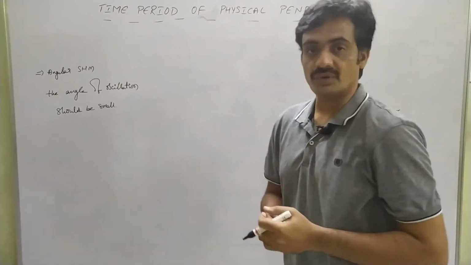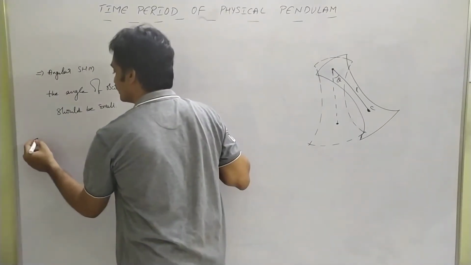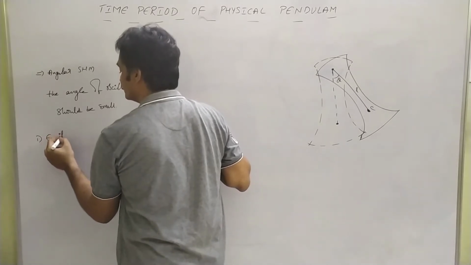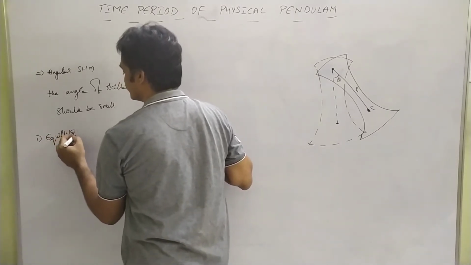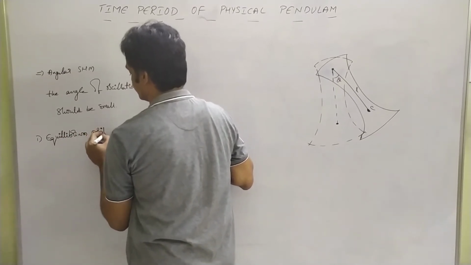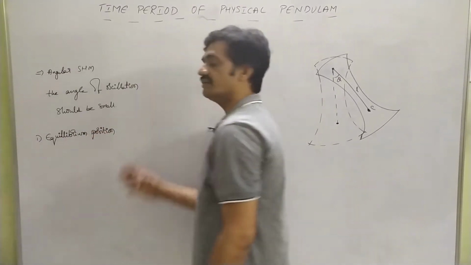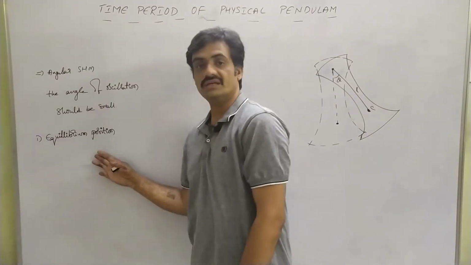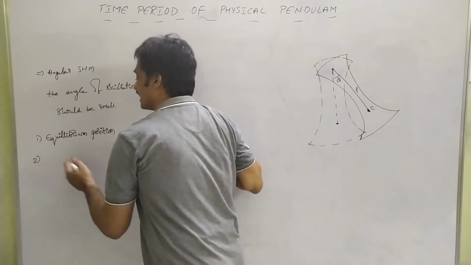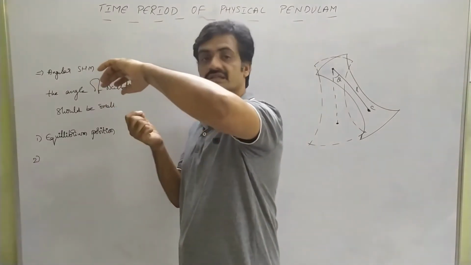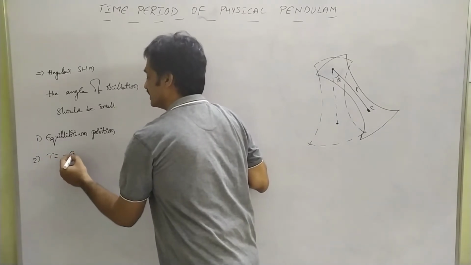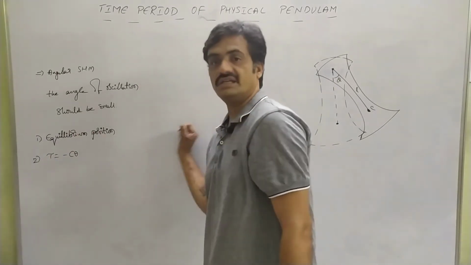Now we consider 4 points. The first one is that we have to represent the equilibrium position of the physical pendulum, where the net torque is equal to 0. After that we have to represent the torque acting on the body when it is displaced by an angle of theta, and the equation can be represented as tau equals C theta.